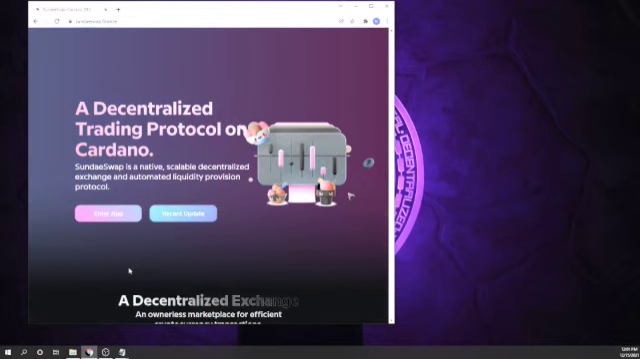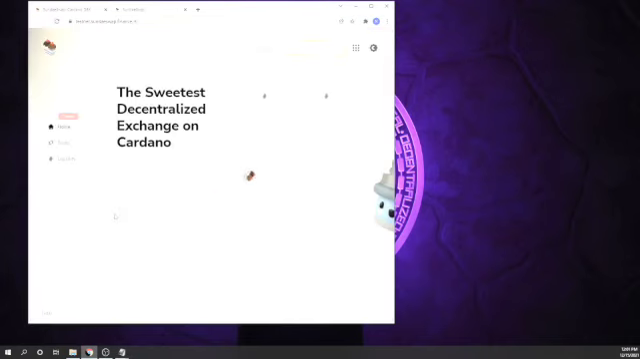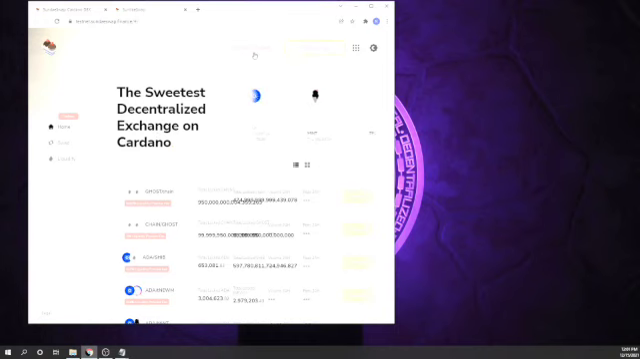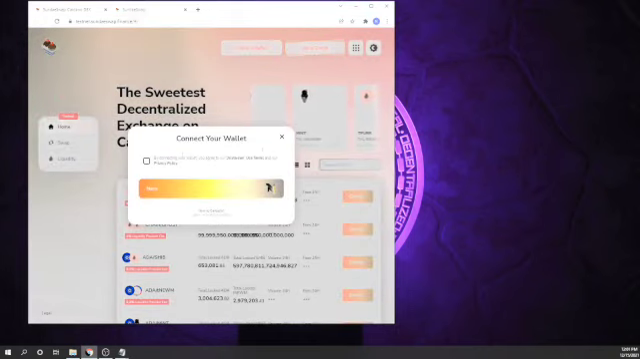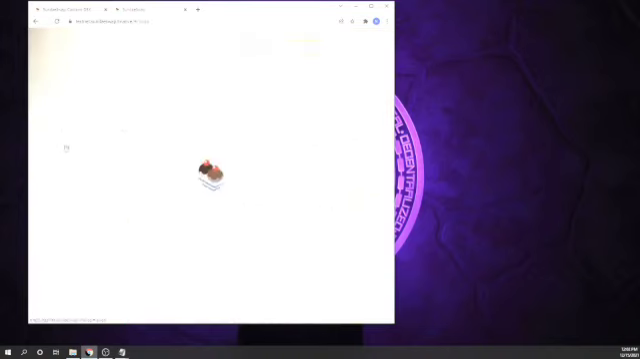So SundaeSwap is currently in their testing phase on the testnet. You could go to their website to check it out. You would just click on Enter App. If you wanted, you could connect your Nami wallet, and they'll deposit a whole bunch of play tokens into it so you can mess around on the testnet.